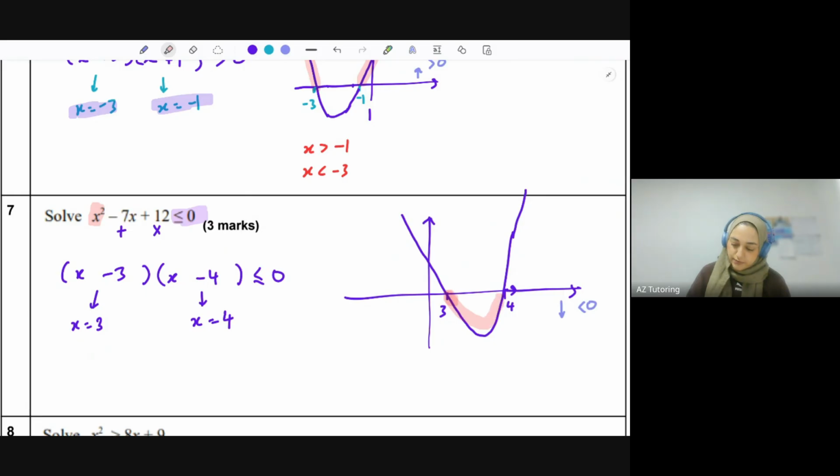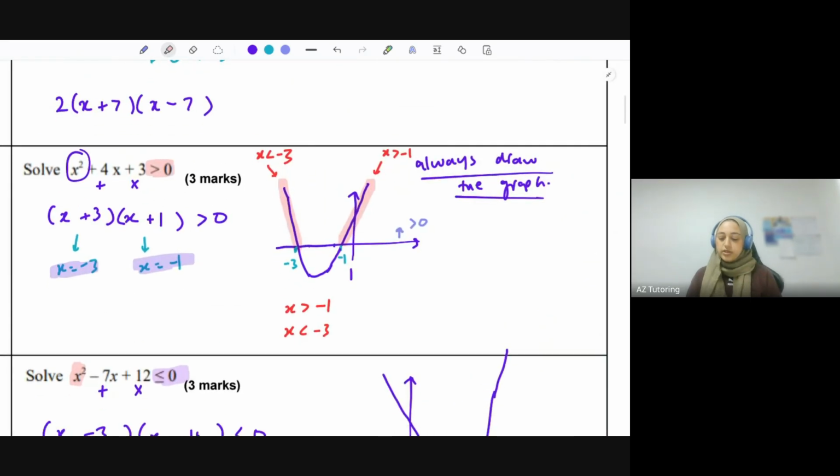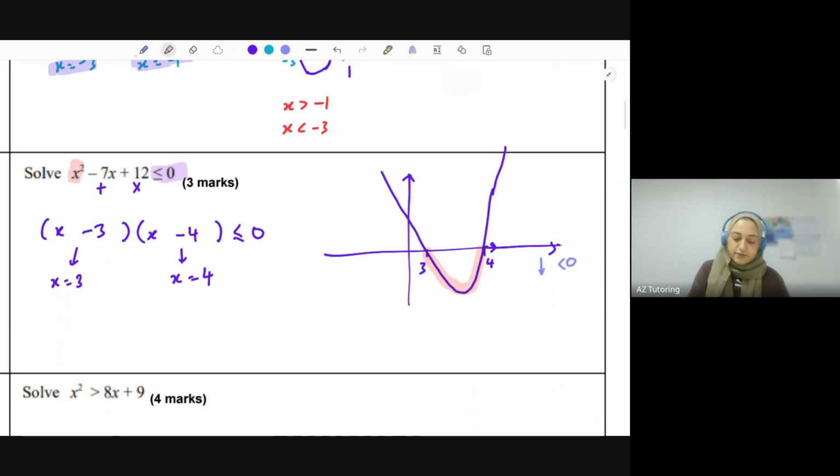It's this part here. So this time it's a finite amount of values. It's all the numbers that's between 3 and 4. Before, in the last question, it was all the numbers that were in these tails here continuing forever. So it's a finite amount.